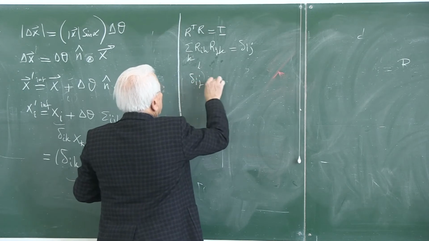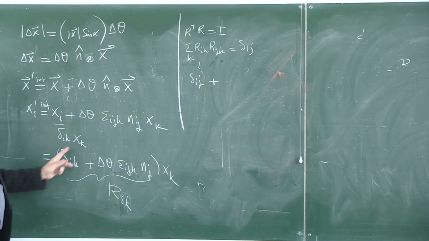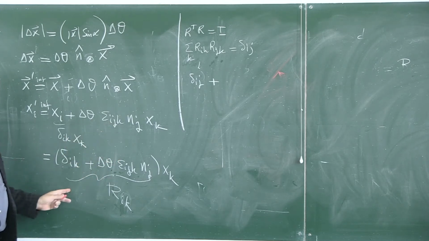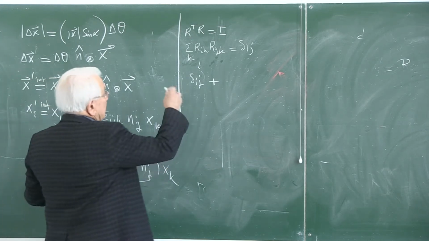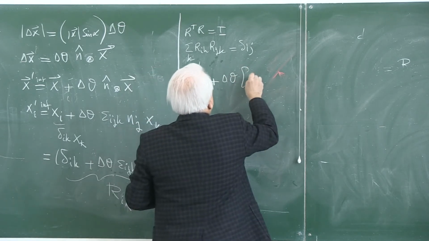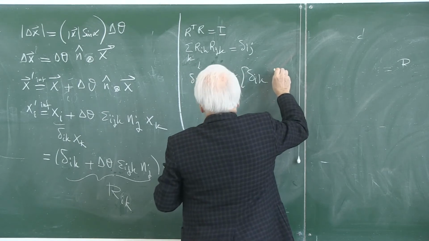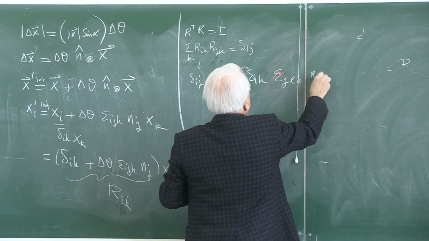And there's a second term. Cross terms: the first term of this with the other, and the first term of the second with this. Obviously, they are anti-symmetric, right? Well, let me write it. Delta theta times delta_ik times epsilon_jkl in here.